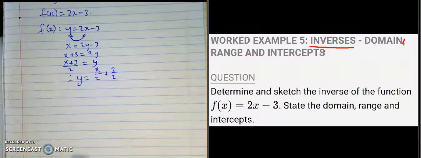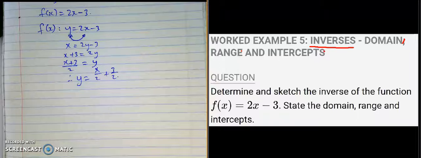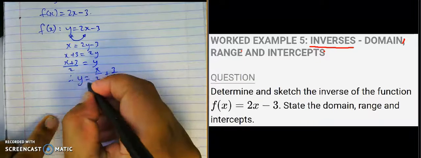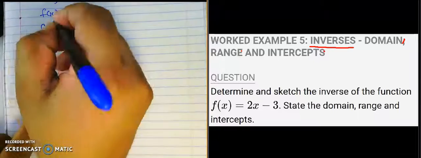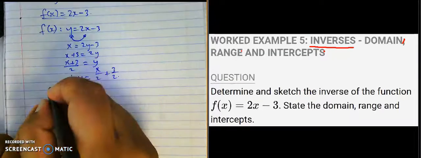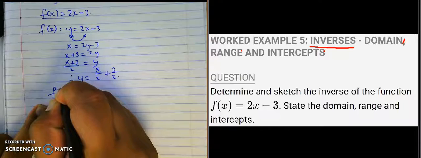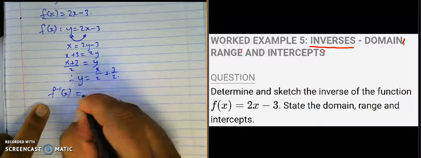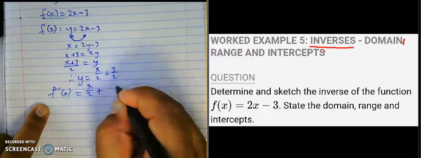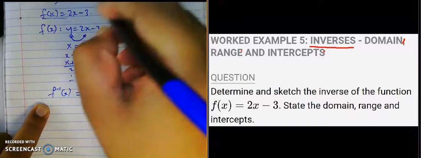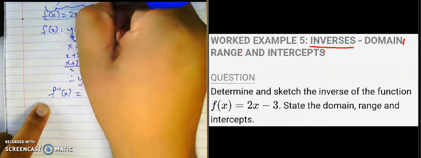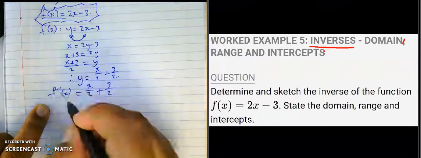So now, learners, this is the inverse of my function, but I need to write it in function notation before I can move on. So this is now the inverse of that function there. So I must write it in function notation, and I write it like this. Right, learners. So now I have my two functions. There's the one function, learners. There's the inverse of that function.